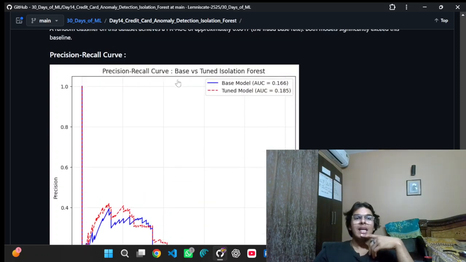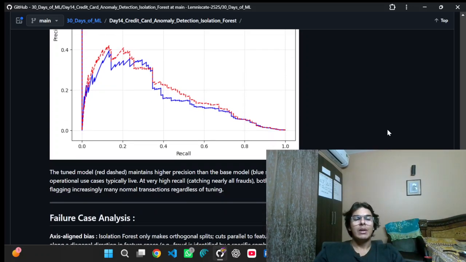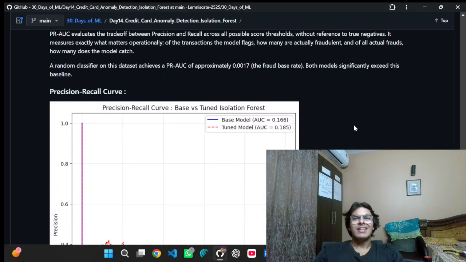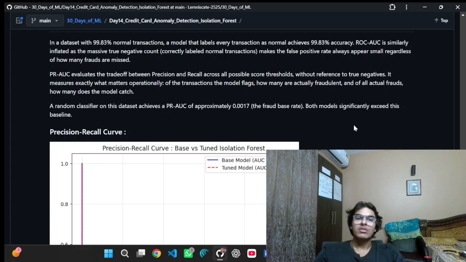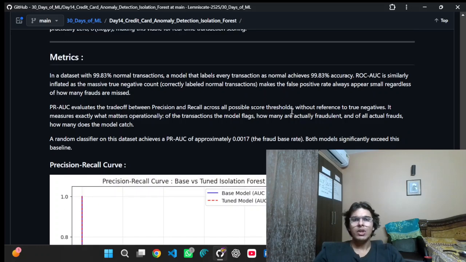So this was the graph of the PR-AUC. The higher the value of this precision recall curve, the better it is considered. Because it means that the recall value is high and so is the precision, which gives us a very accurate result. You can read some of this as well. This is all typical.